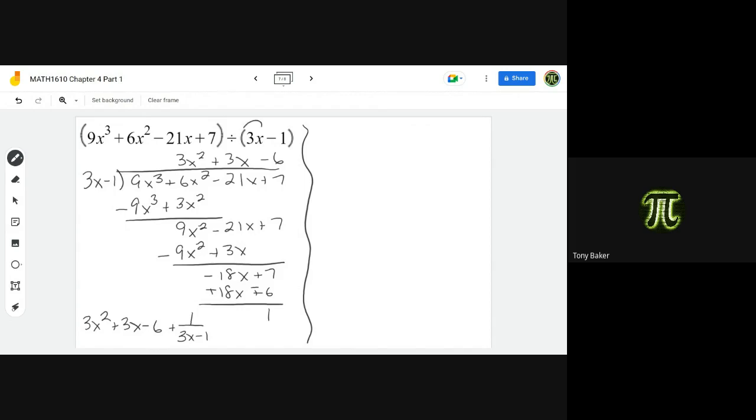Remember, my goal is I have to get that to equal 0, right? So in this case, if I do 3x minus 1 equals 0, x equals 1/3. Okay, because I had the 1 divided by 3. So I can set up synthetic division with this problem and do it. So if I do 1/3 on the outside, 9, 6, negative 21.